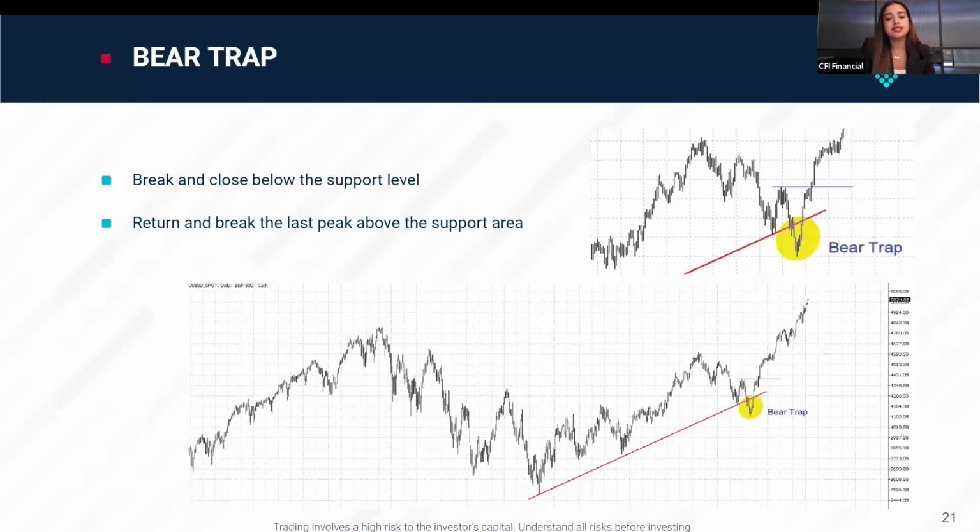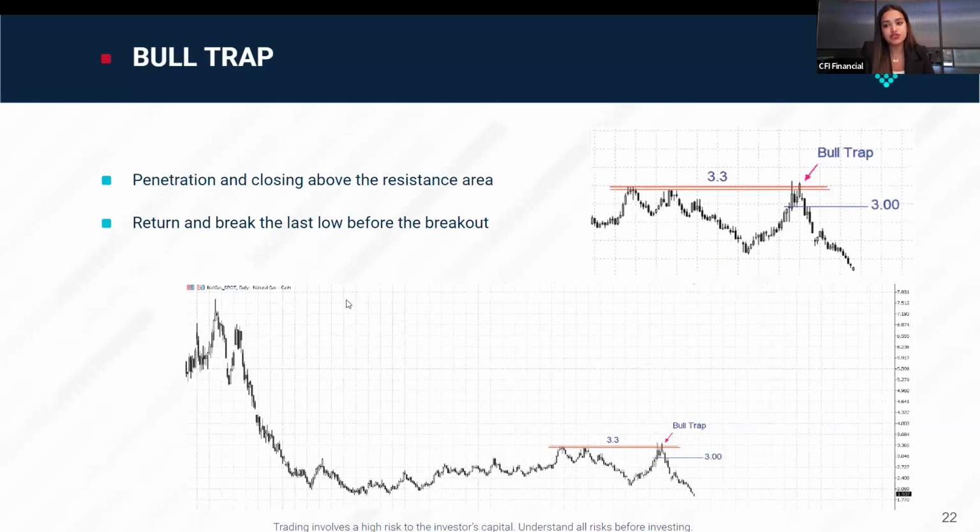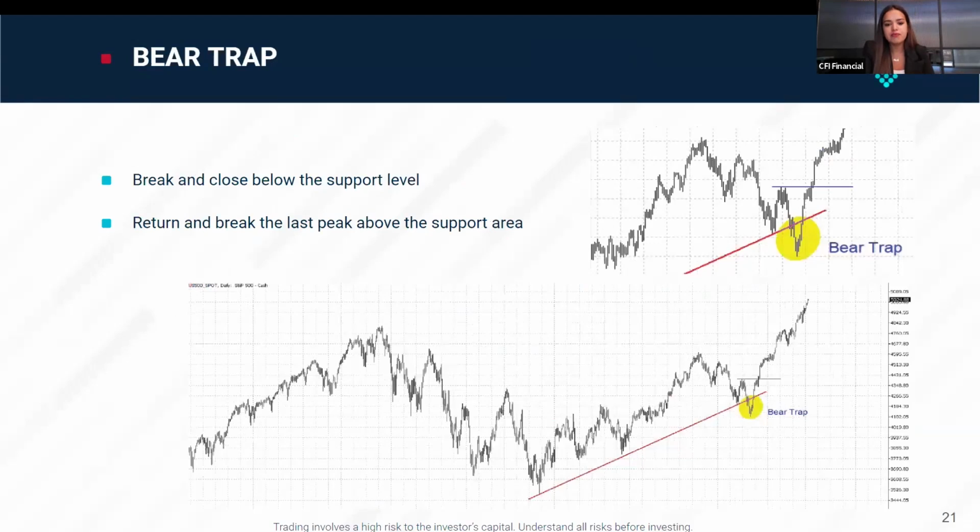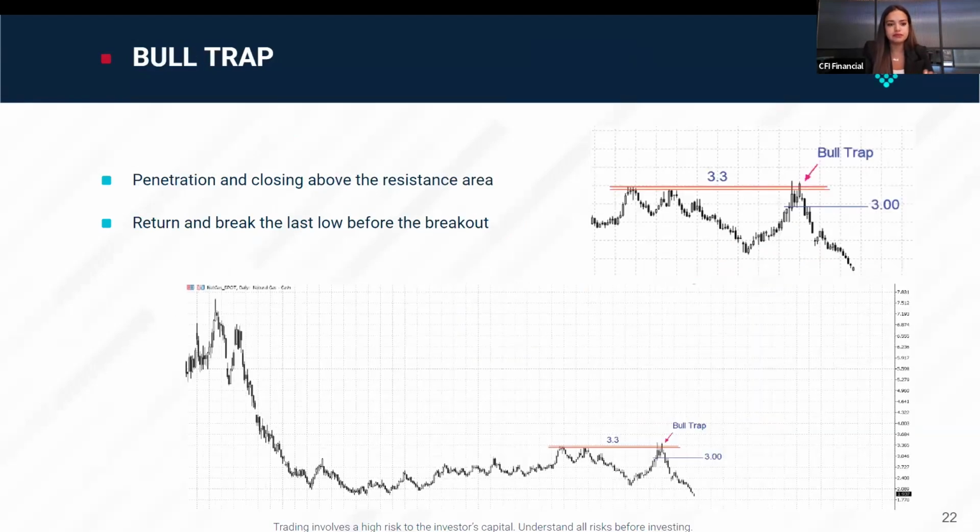Now we're going to discuss a strategy which is called a bear trap and a bull trap. Try to use this strategy on a demo account, then try to use it on your real account. But first of all, test the strategy. It is recommended to test the strategy on your demo account. So what do you mean by bear trap, or what do you mean by bull trap?